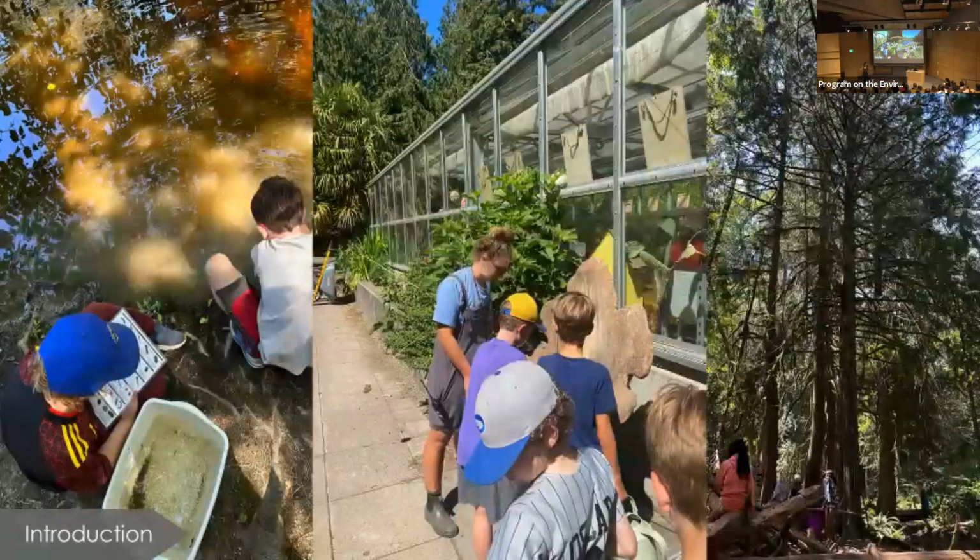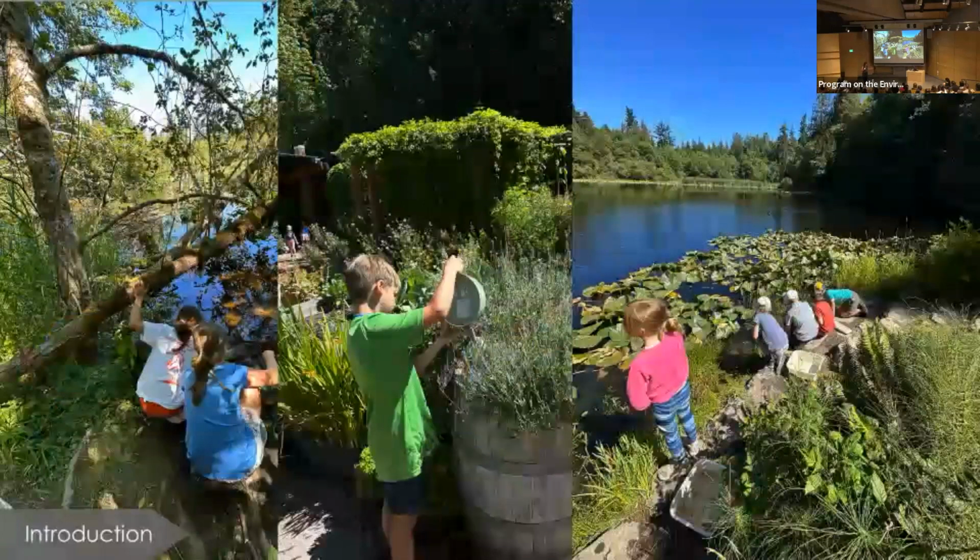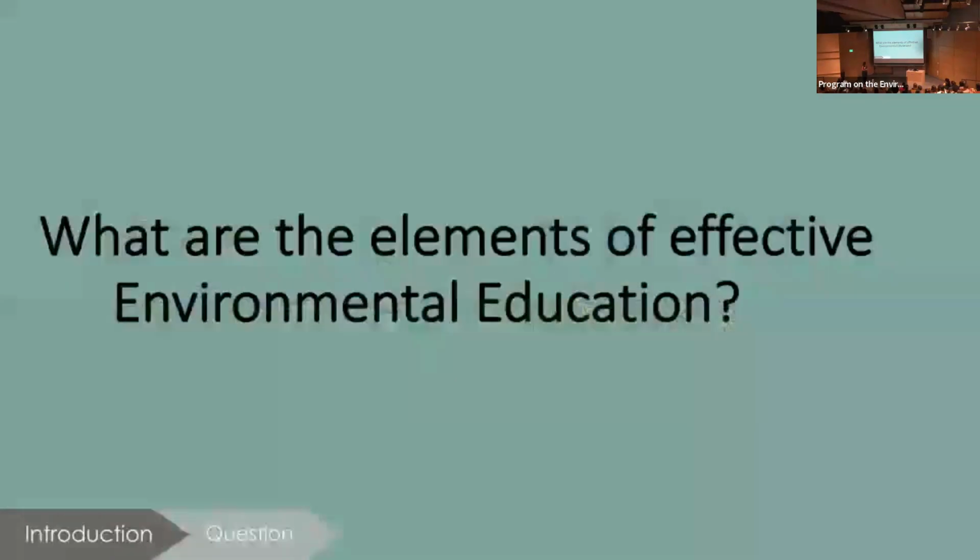And to do this and find out all my answers to my research, I got to intern at Islandwood and teach third and fourth graders about environmental education. Through doing that, they listened to stories, they played in the woods, and obviously they watered some plants. So that brought me to my question: what are the elements of effective environmental education?